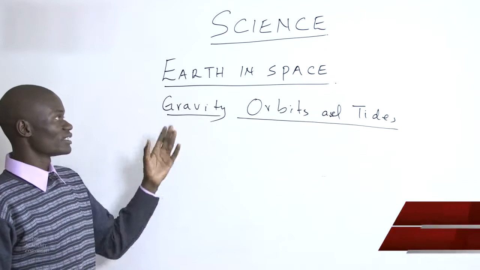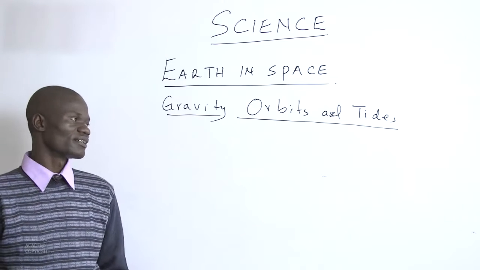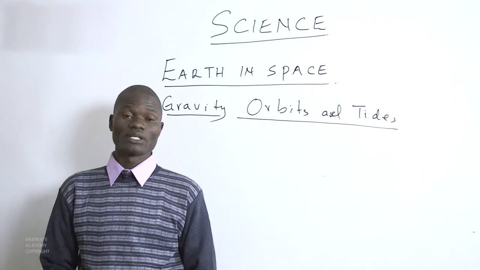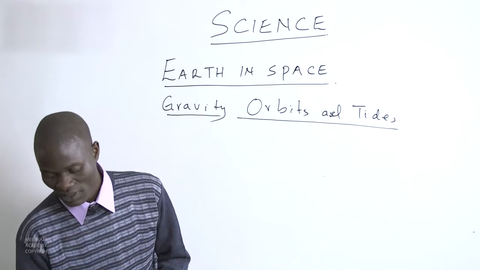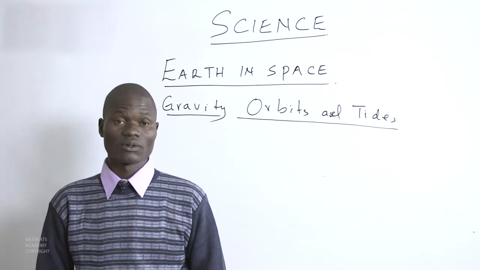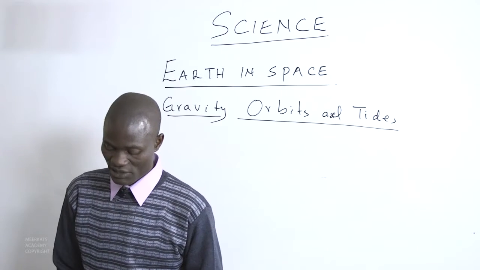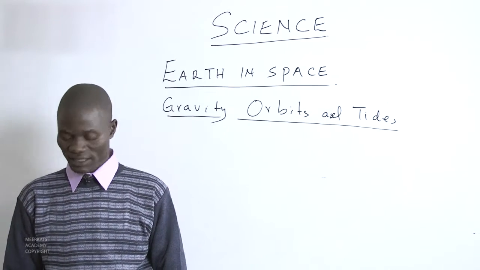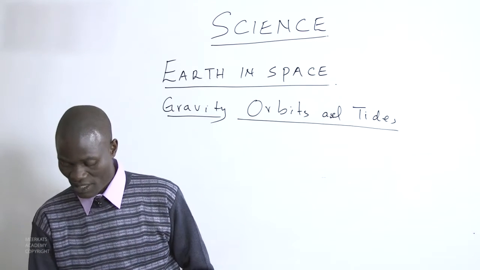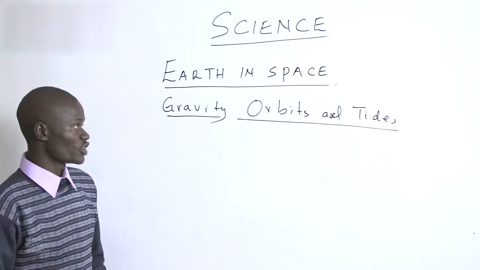We are going to look into the Earth in space, and specifically we'll be looking at gravity, orbit and tides. Before we look at gravity, the orbits and the tides, we'll have to review first of all about the Earth as a planet. In the previous lesson, we learned that the Earth is one of the major planets that we have in the universe. Therefore, we'll be able to make a few observations about the shape of the Earth.